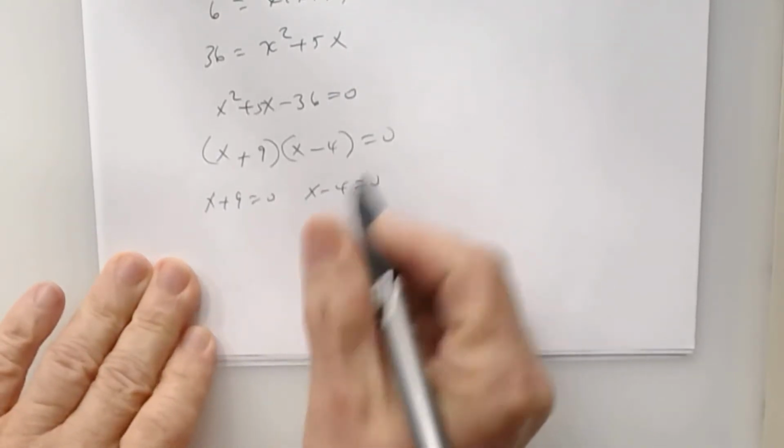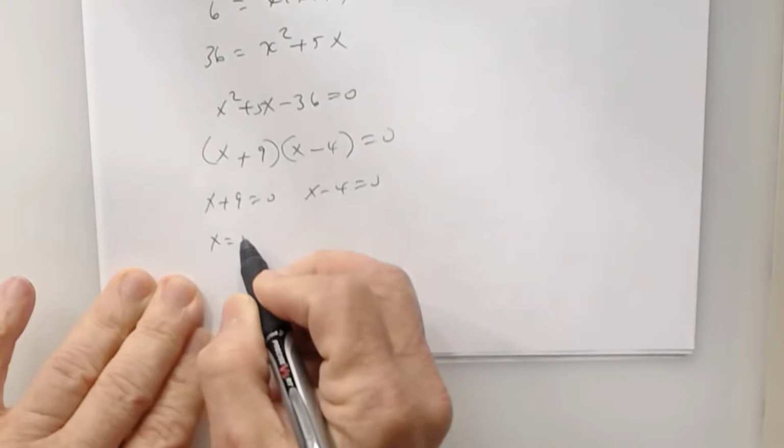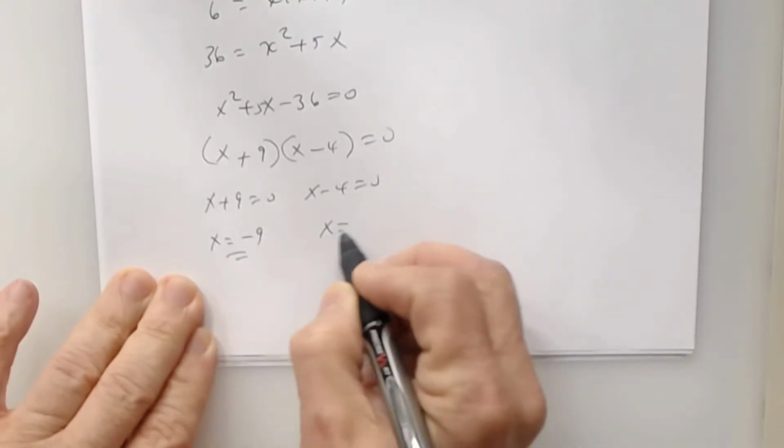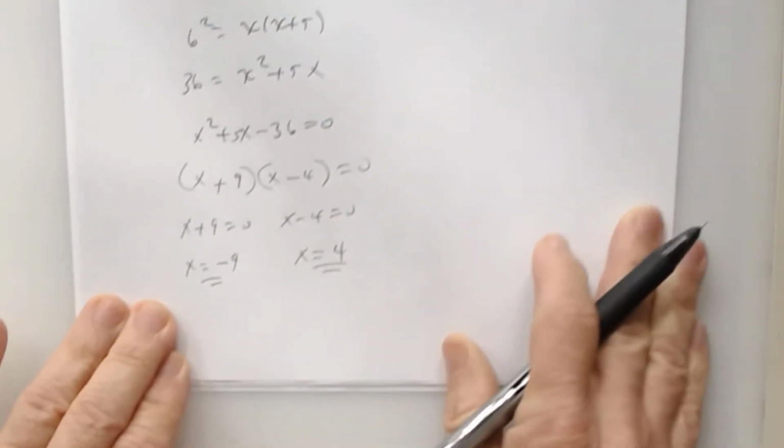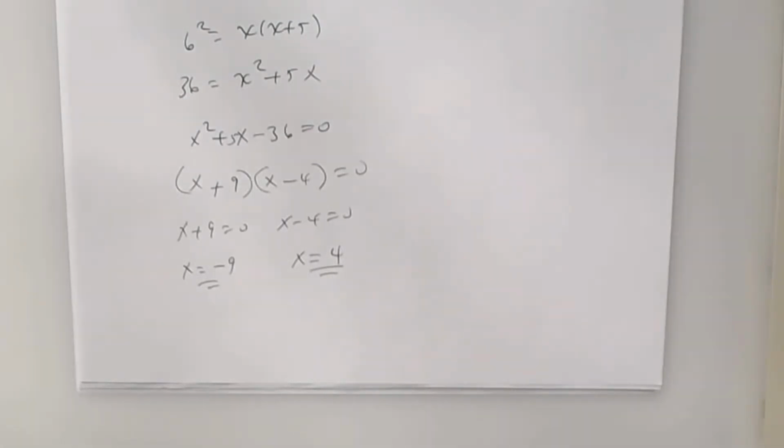So you said both of them equal to 0. So what's x over here? And what's x over here? Positive 4. All right, now listen carefully. This is where once you get to that point, you're not done.